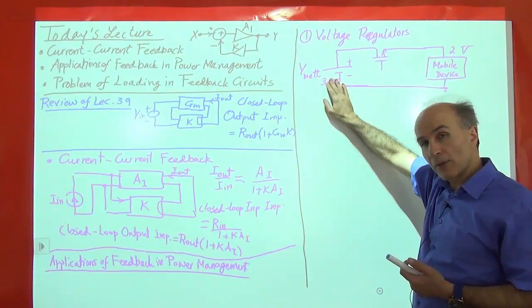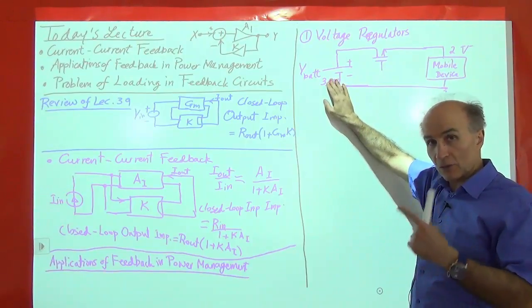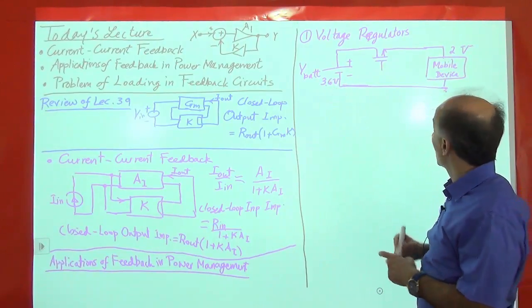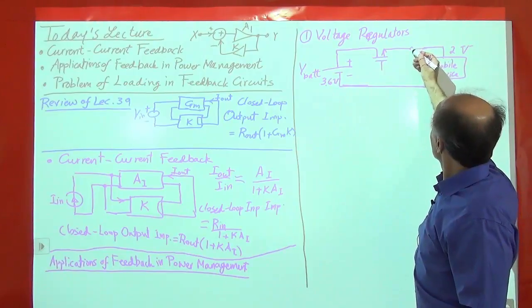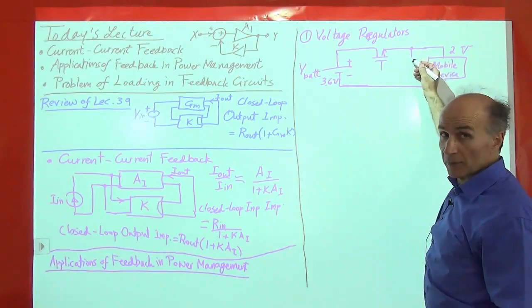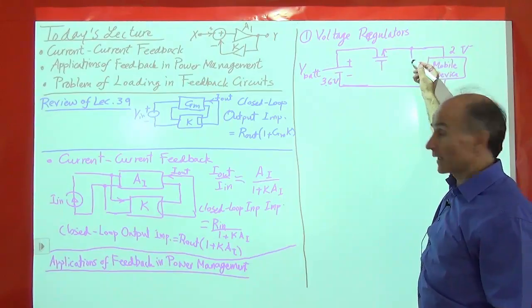All right, so how do I do that? It has to be automatic, right? This should be a feedback system. Okay, so we will take this voltage, which we want to measure. We want to sense this voltage and make sure it's 2 volts, right?